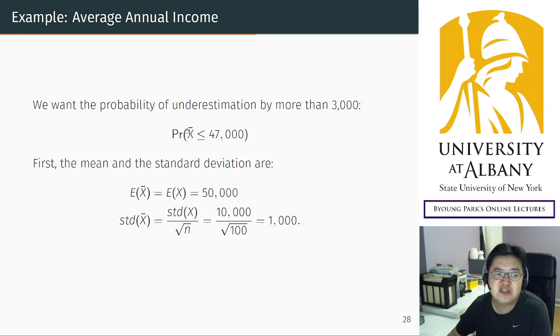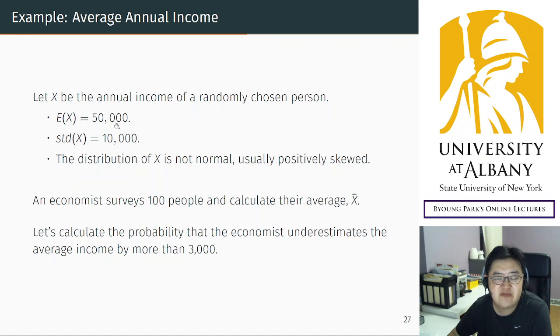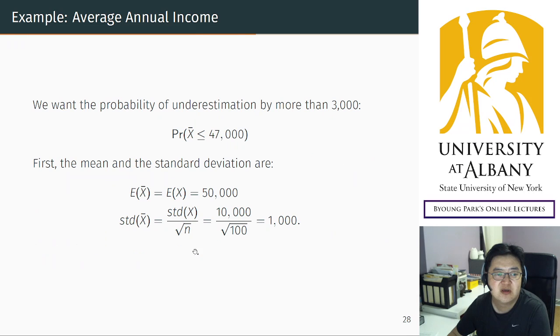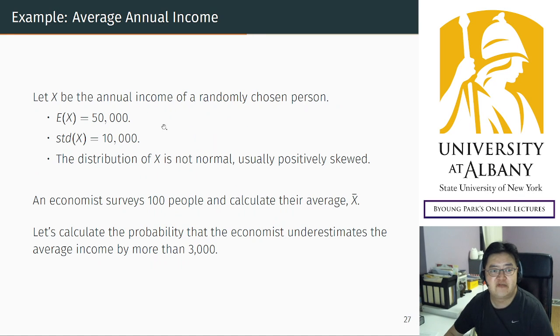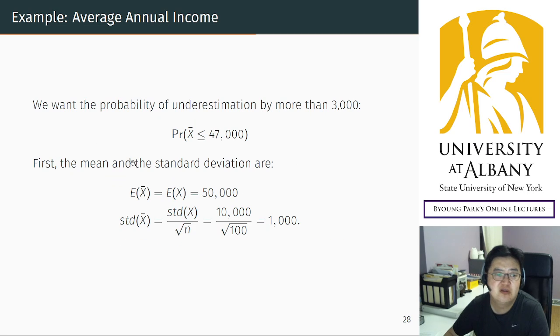The probability that the survey average is smaller than $47,000, because the true mean is 50,000 and we are interested in underestimating by more than 3,000. So lower than 47,000 is an underestimation bigger than 3,000. We would like to calculate this probability from this information. Basically, only two numbers. We do not know any distribution. What is the distribution? But still we can do that.